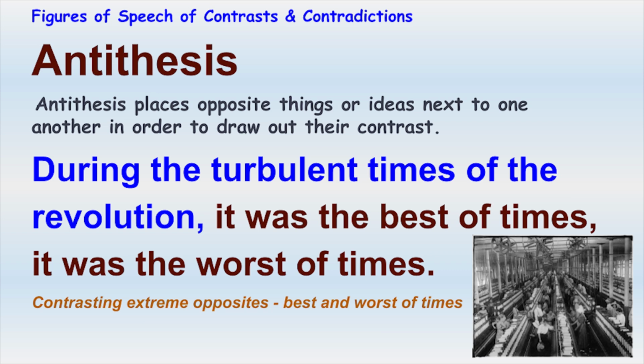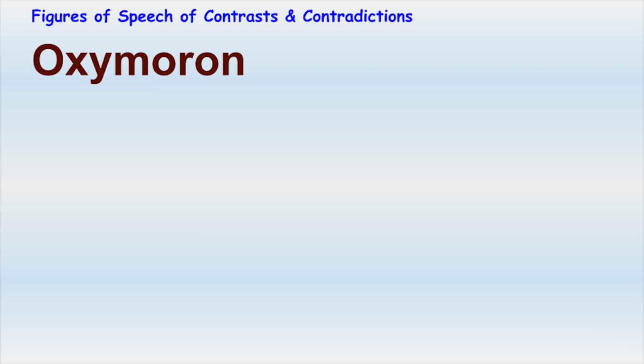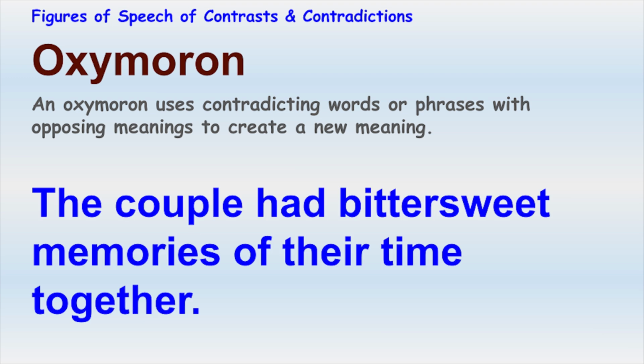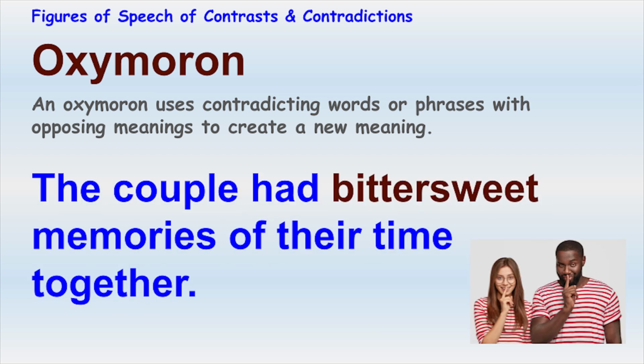Our next figure of speech in this group is the oxymoron. The oxymoron uses contradicting words or phrases with opposing meanings to create a new meaning. For example, the couple had bittersweet memories of their time together. The figure of speech is bittersweet. Bittersweet combines two contradicting words, bitter and sweet. It highlights the mixed emotions the couple feels about their memories, suggesting that their relationship was both happy and sad.